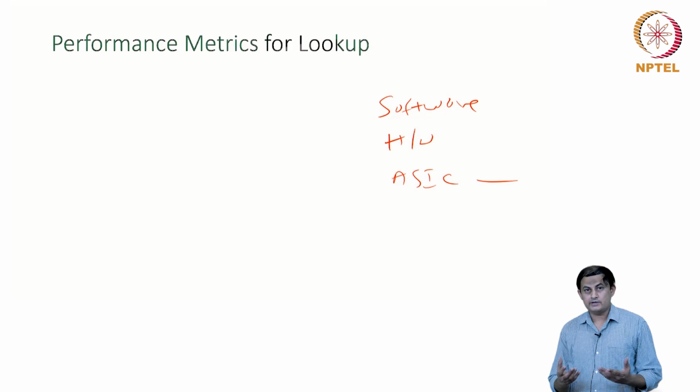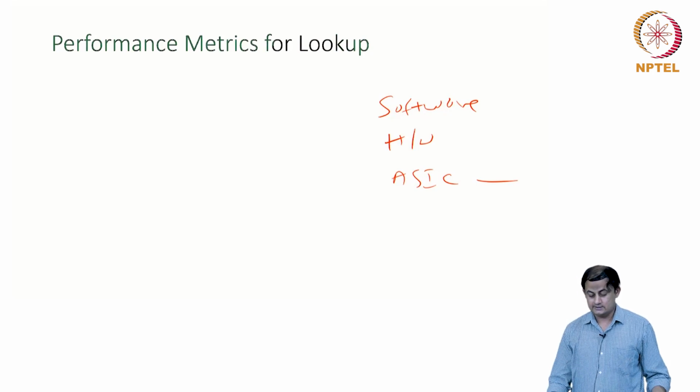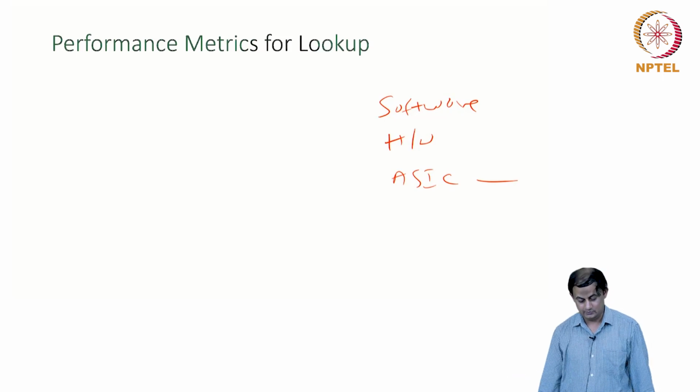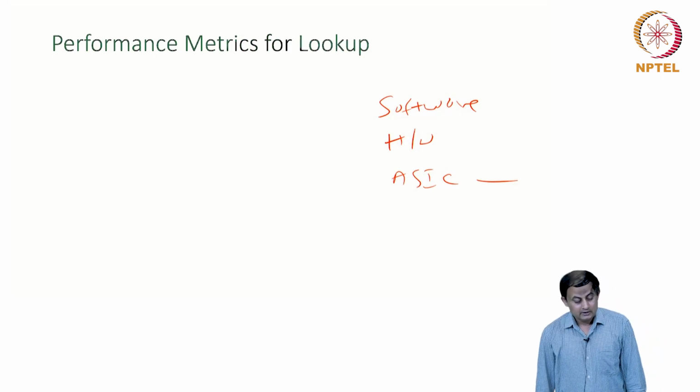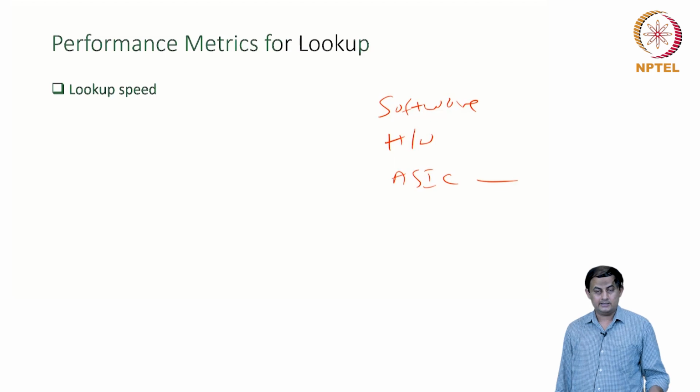Now, which one is better? Whether the ASIC is better, whether the software implementation is better, or I can use the hardware and do the implementation. So, I need to make an informed choice. How do we evaluate the performance of the lookup operation? What are the metrics that are available, whether the software implementation is good enough for me or it's not enough?